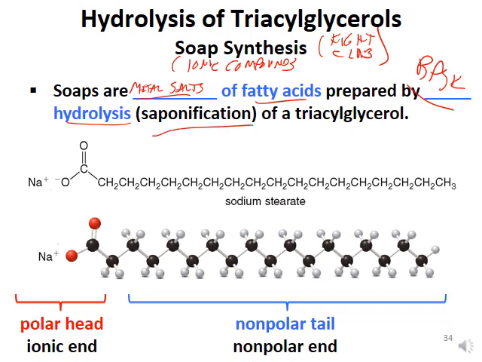So saponification of a triacylglycerol. Okay, so there's sodium stearate. Stearate, not stearic acid, but stearate. And this is a very common soap material. So you didn't make the OH, you made the sodium salt, because this is a minus charge. And then that's the plus charge. And that's the basic soap. Polar head, non-polar tail.